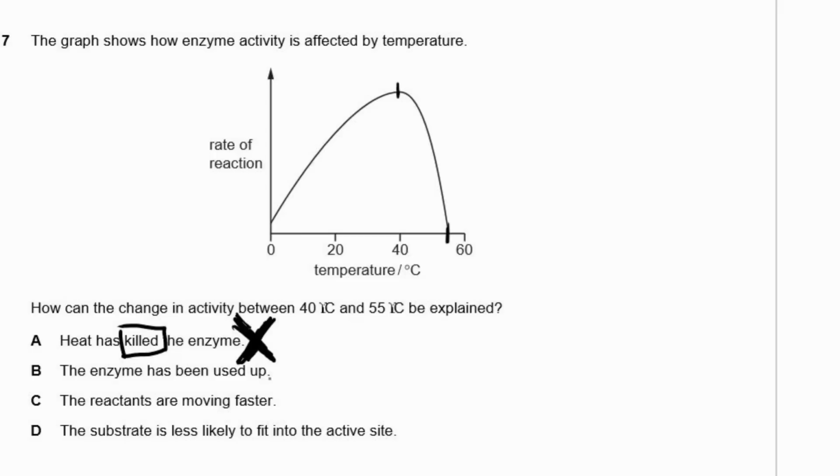Okay, the enzyme has been used up. Note, the whole point of an enzyme is it's not used up, so it's not that. The reactants are moving faster. Well, if they were moving faster, then the rate of reaction would be faster, so that's not it. They are moving faster, but that's certainly not why the rate of reaction has dropped. And the substrate is less likely to fit into the active site. That is correct, because the heat has denatured the enzyme. So the heat has denatured the enzyme, not killed it, so the substrate is less likely to fit into the active site. The answer is D. But this is a trick one because a lot of people write in killed rather than denatured.